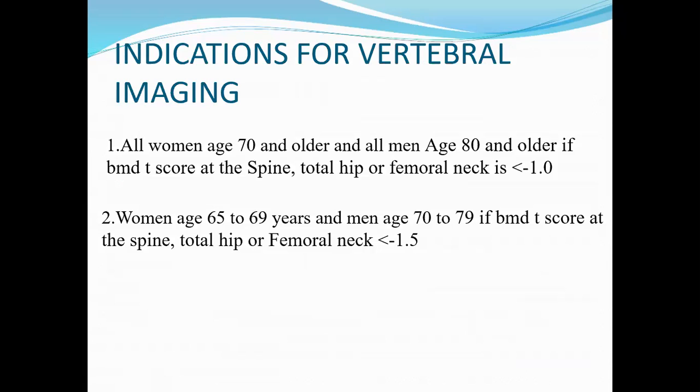Women age 65 to 69, and 70 to 79, if the BMD T-score at the spine, total hip or femoral neck is minus 1.5. What is the standard? That is near about minus 2.5. In the second or third slide we see that this BMD is near 2.5. In this age it is about minus 1.5. Okay, minus 1 or minus 1.5.